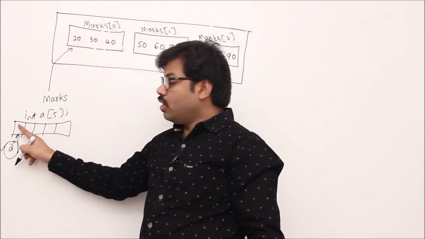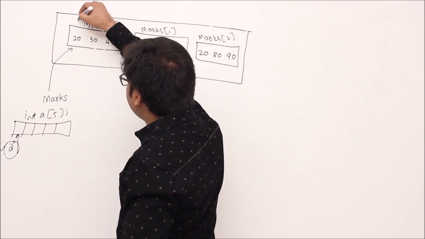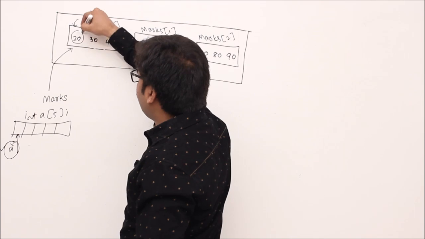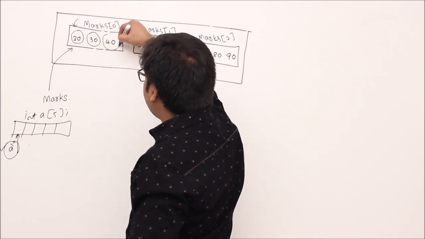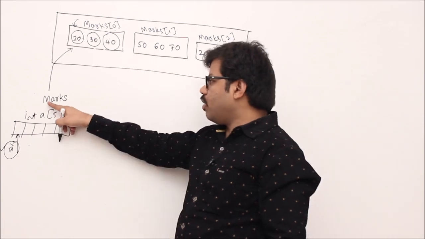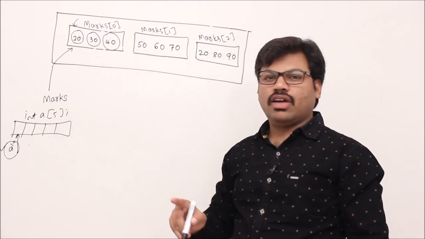Where does a point? A points to the first integer of the array. Similarly, marks of 0 can be imagined as pointing to the first object, which is nothing but an integer, correct? Because in a one-dimensional array the objects are integers. In a two-dimensional array, for a two-dimensional array pointer, the objects are one-dimensional arrays.